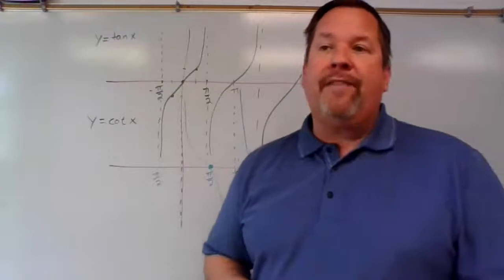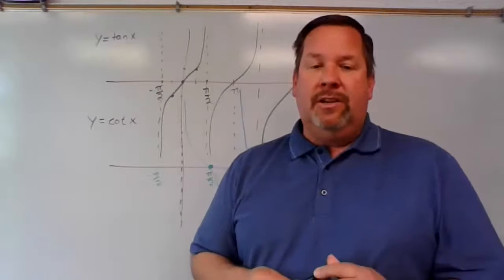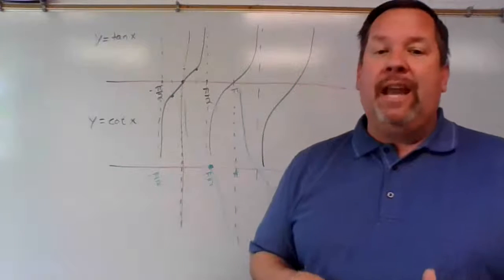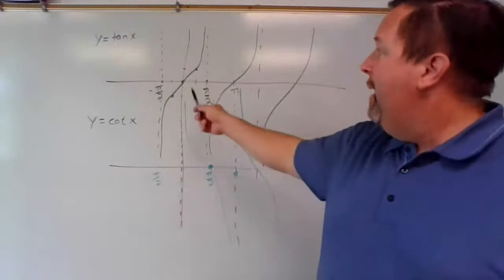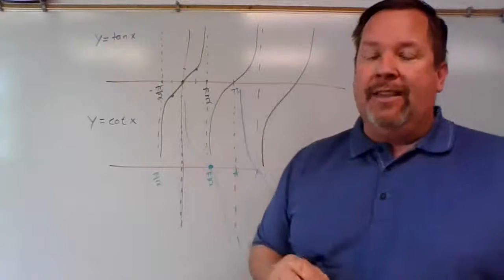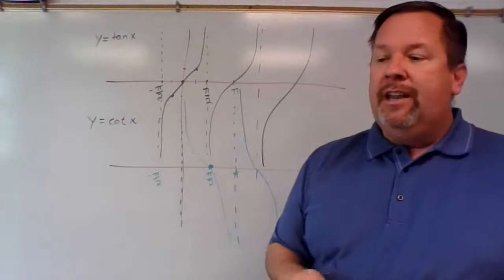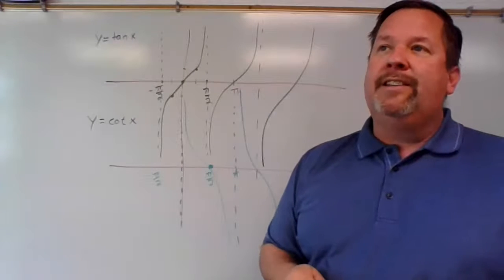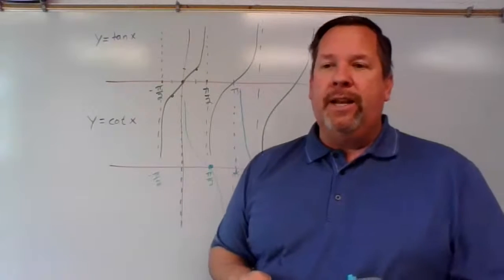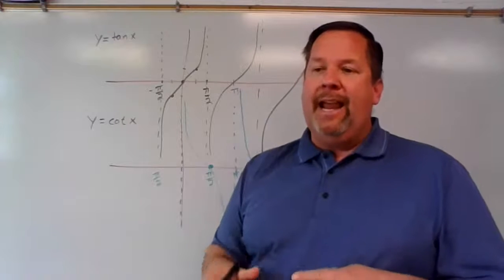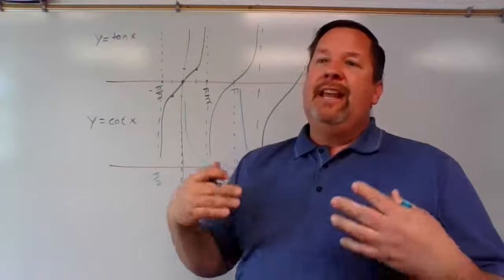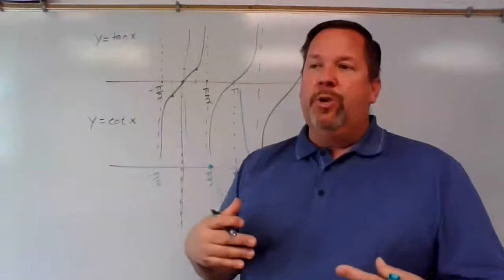If you're asked to graph any sort of tangent function, any sort of cotangent function, you should expect to see something that looks like that. If it doesn't look like that, then maybe you should be a little concerned. And we can still do all of the things that we did with sines and cosines, those A, B, C, and D values.